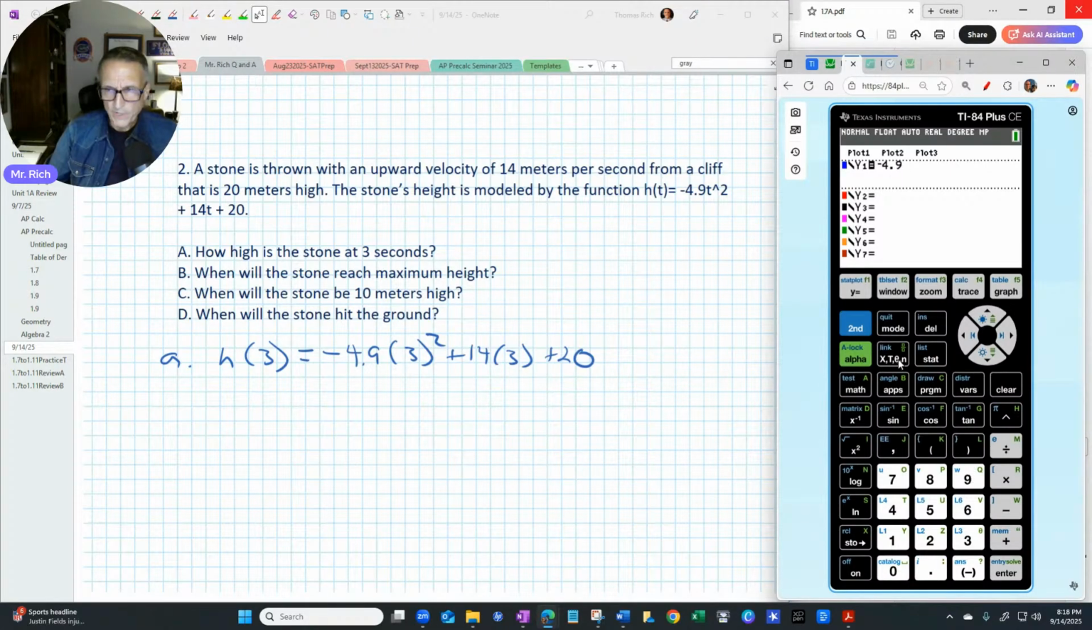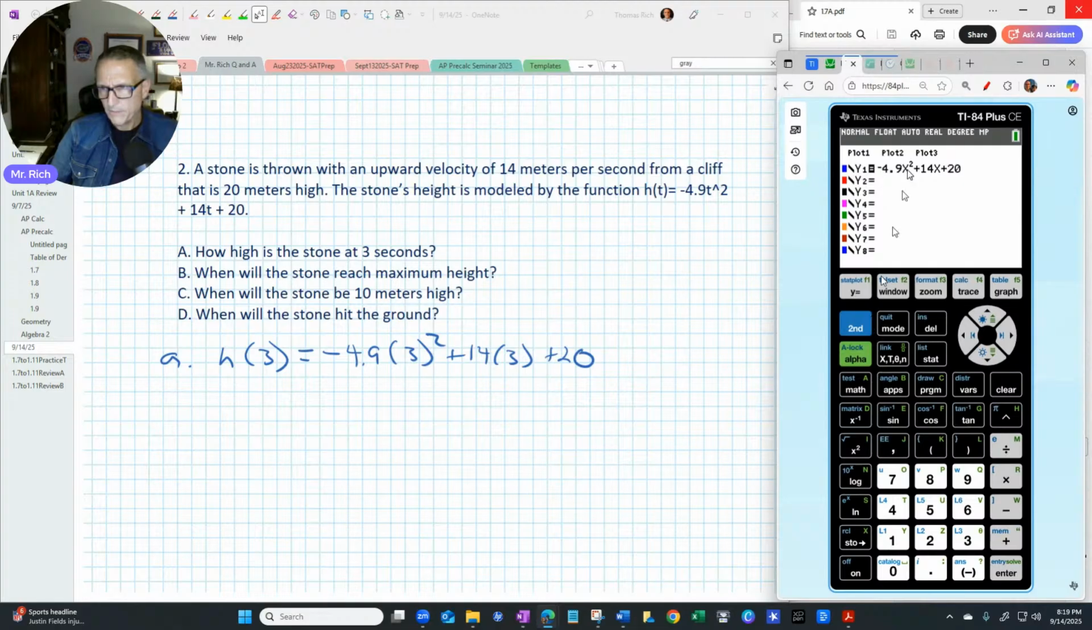And I'm going to show you several ways that you can do this. A couple of features that you want to know how to use on your TI-84. So we're going to put negative 4.9 x to the second power plus 14x and then plus 20 and then enter. So we've got it in there.